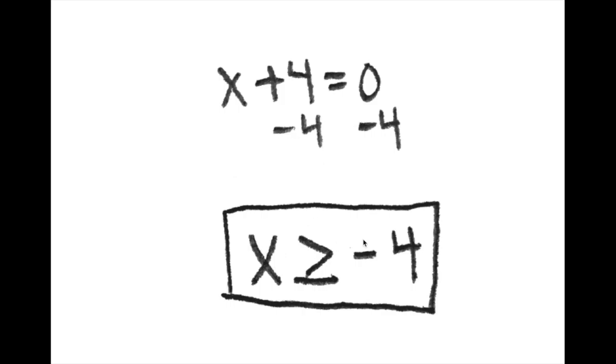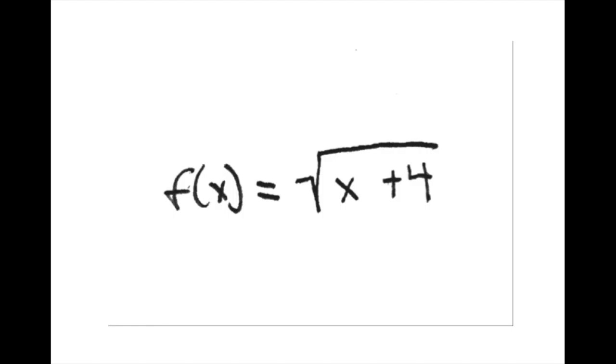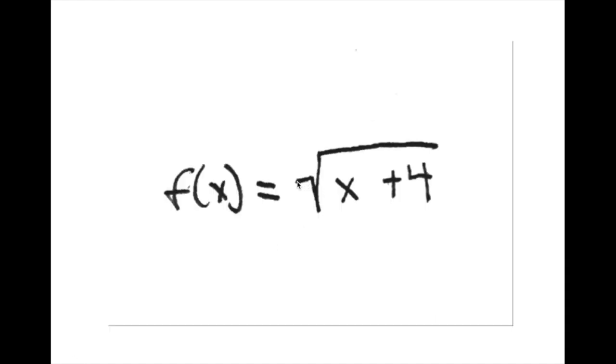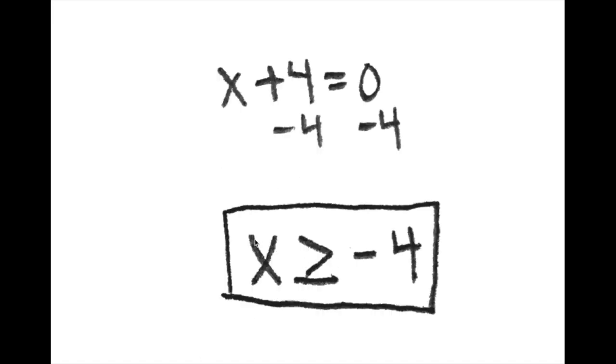It needs to be greater than or equal to -4. Because if x is -4, you find out that the square root of -4 plus 4 equals 0, and the square root of 0 is 0. And any other number that is greater than -4 will give you a solution. For instance, if you have a -5, you'll find out that the square root of -5 plus 4 is the square root of -1, and you cannot have a square root of a negative number. That is why the domain of this function is x must be greater than or equal to -4.